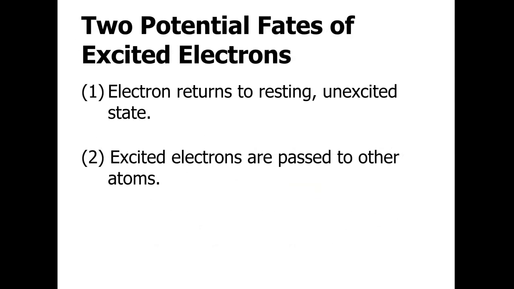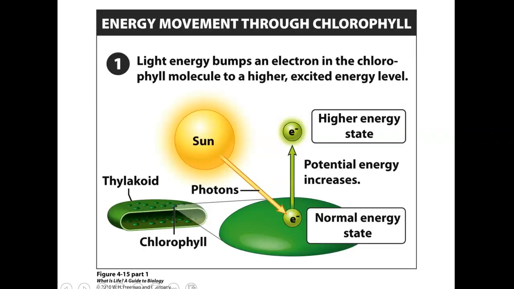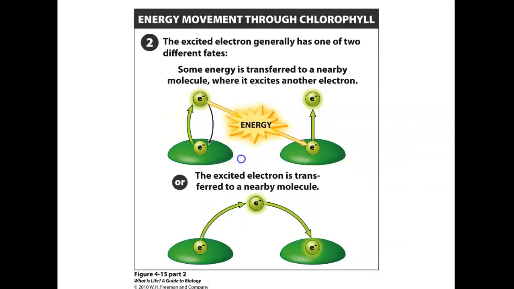There are going to be two potential fates of these excited electrons. The first fate is it can return to its resting position in its unexcited state, or the excited electrons are going to be passed to other atoms. Here you see that light energy bumping an electron in the chlorophyll molecule to a higher excited energy level. And so it jumps up, and then it can either come straight back down, or it could jump over to a nearby molecule.